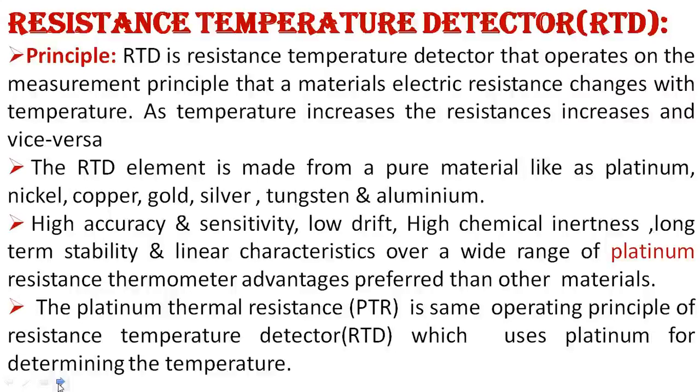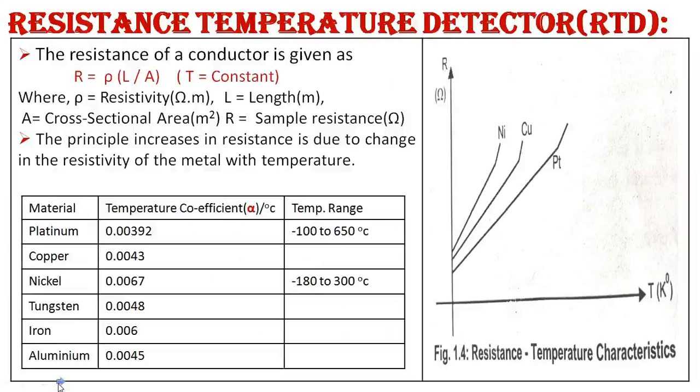So platinum thermal resistance, that is the PTR, has the same operating principle as a resistance temperature detector, which uses platinum for determining the temperature. Various metals and their temperature response with related resistance. So here we use nickel, copper, platinum with respect to temperature, and you will get their resistance.